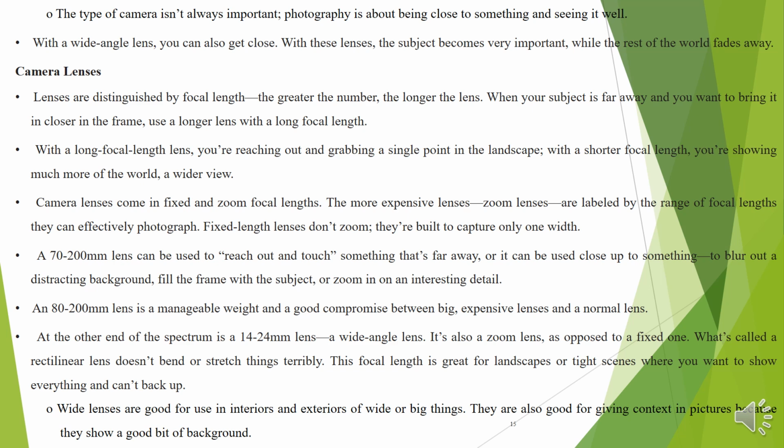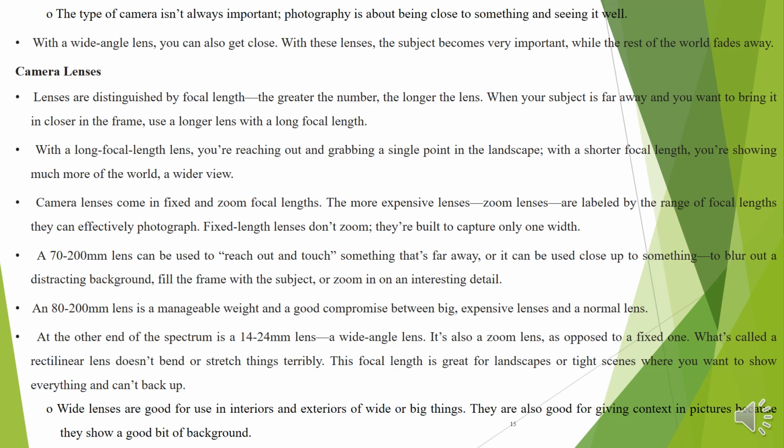Camera lenses come in fixed and zoom focal lengths. The more expensive lenses, zoom lenses, are labeled by the range of focal lengths they can effectively photograph. Fixed length lenses do not zoom; they are built to capture only one width. A 70 to 200 lens can be used to reach out and touch something that's far away, or it can be used close up to something to blur out a distracting background, fill the frame with the subject, or zoom in on an interesting detail.